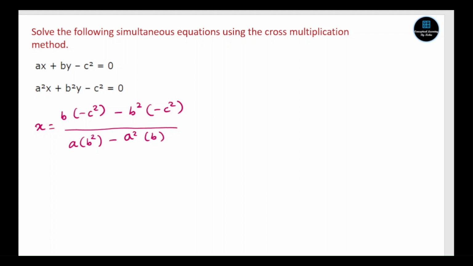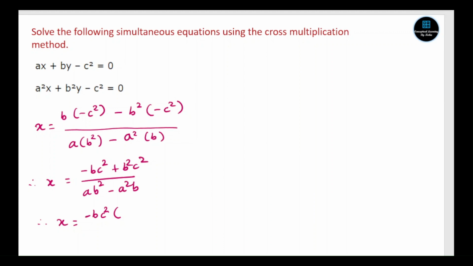Alright, and then when I simplify, what do we get? x equals negative bc square plus b square c square over this is going to be ab square minus a square b, and then I'll take bc square common from the numerator, right? So bc square is common from the numerator, and I can write this as b, this is going to be minus 1, right?